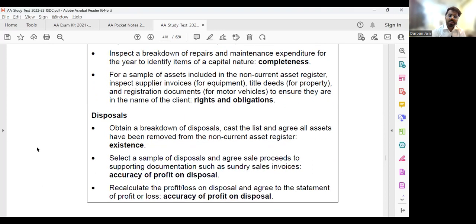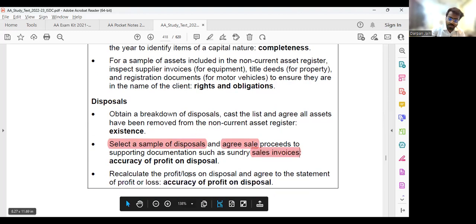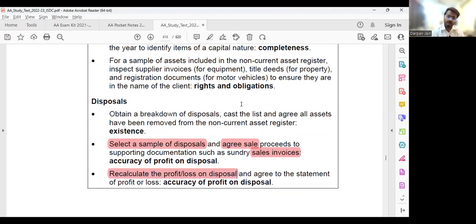Okay. Then for the sales which have happened during the year, for disposals, what do you do? You obtain a breakdown of disposals, cast it for arithmetical accuracy, and agree that these assets have been removed from the non-current asset register. Next, you will select a sample of disposals and agree them to sales invoices. Next, you can recalculate the amount of profit or loss on disposal.